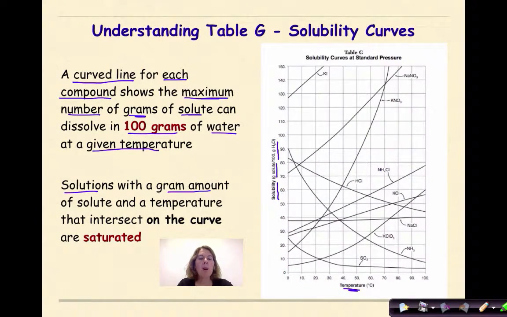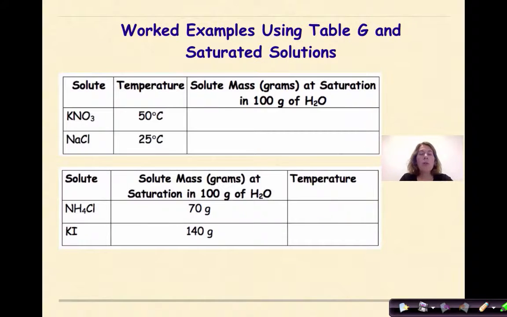Solutions with a gram amount of solute and a temperature that intersect on the curve are called saturated, and we're going to look at a couple of examples of this. So we're going to look at saturated solutions from two perspectives. One where we're given the temperature and we're trying to figure out the mass of solute dissolved at saturation, and one where we're given the mass of solute and we're trying to figure out the temperature at saturation. So let's look at the first one.